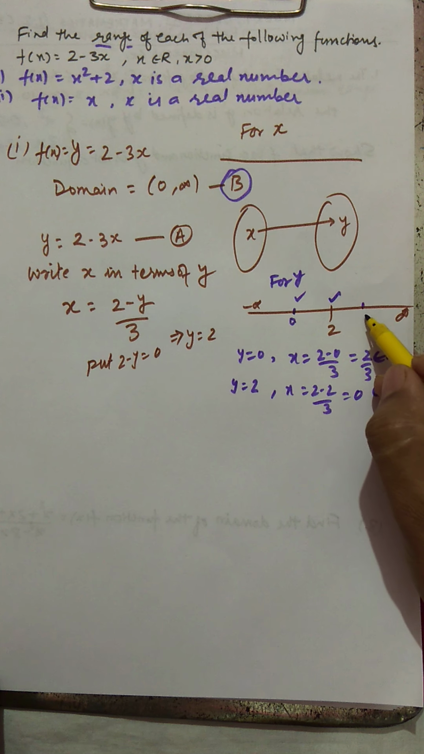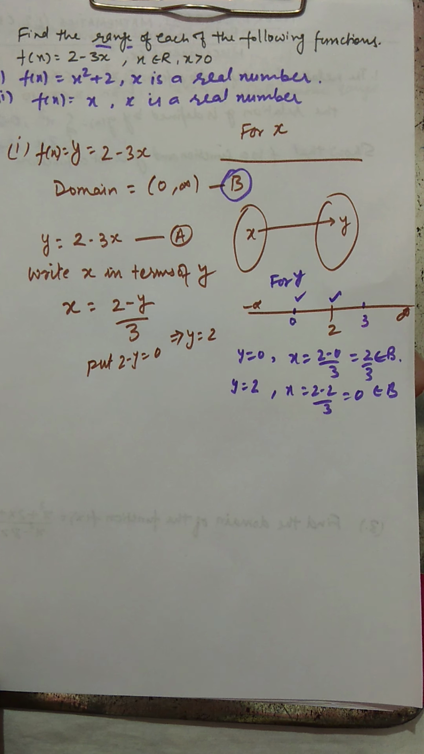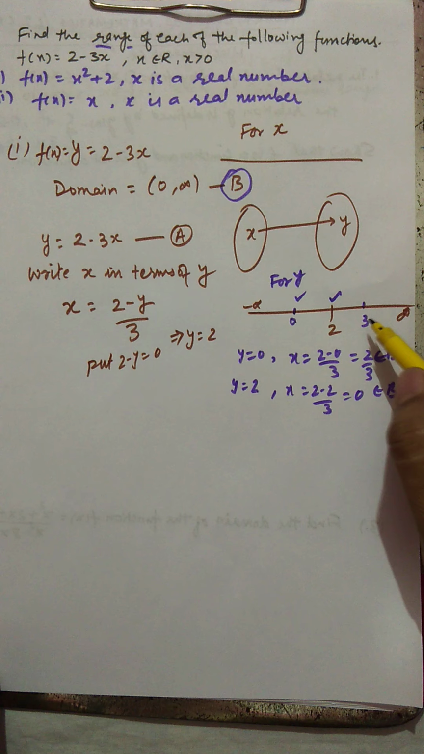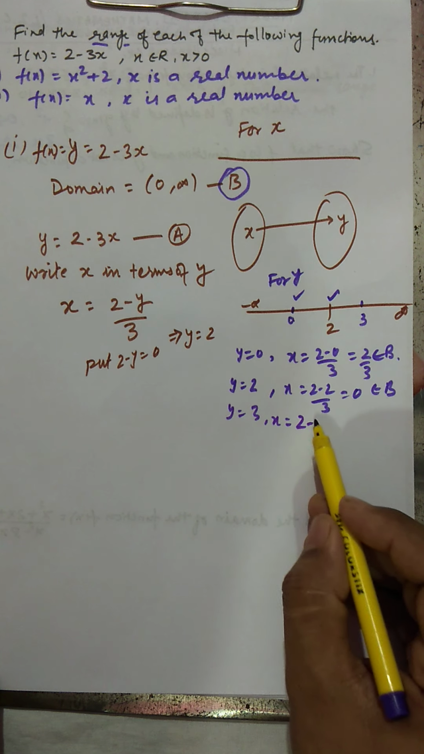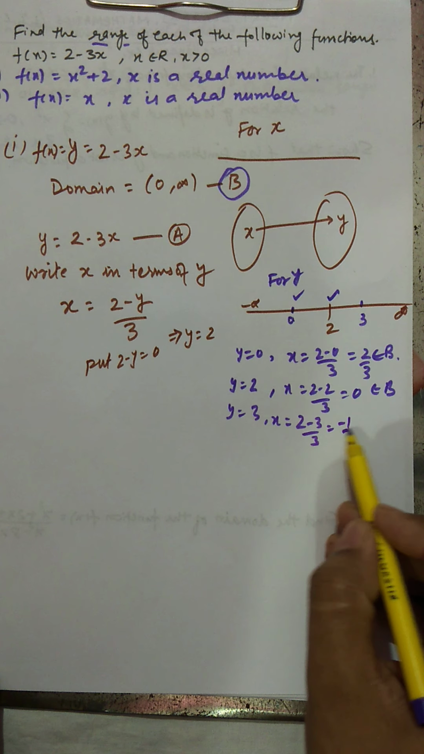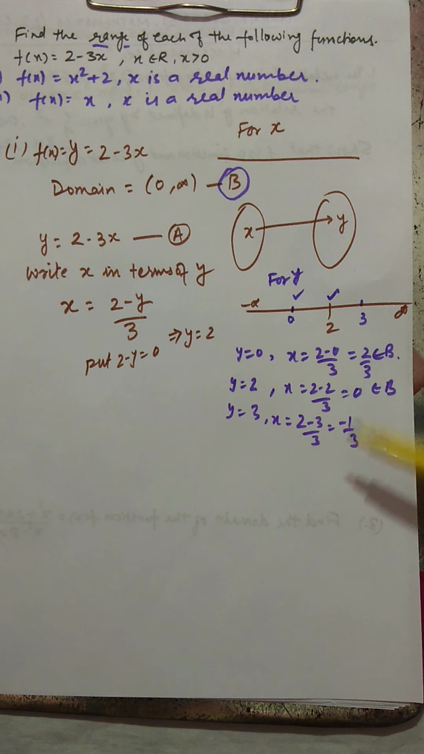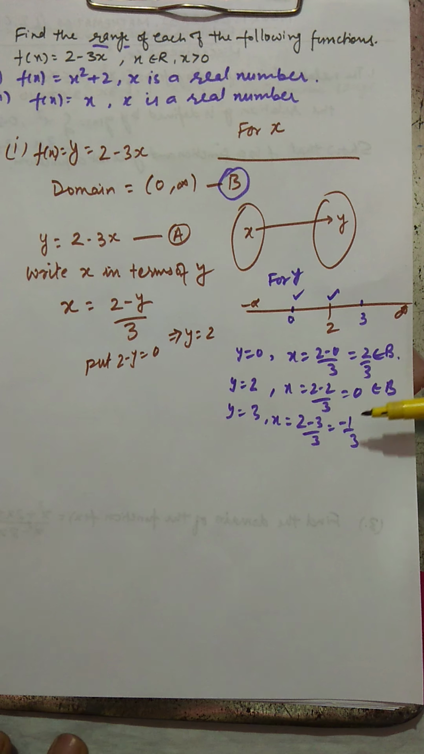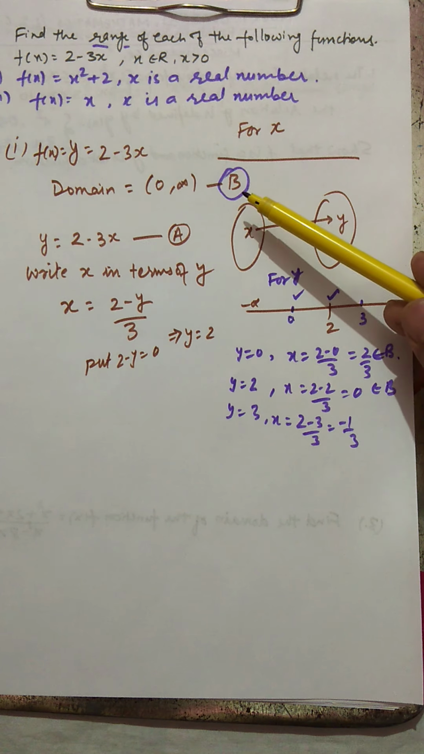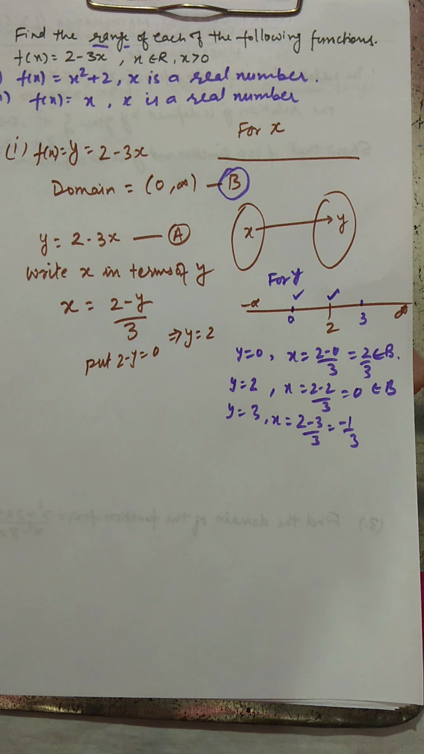Now take this value, let's say 3. If I take y equal to 3, then x will be (2 minus 3) upon 3, which is minus 1 by 3. But is a negative number there in b? You can see this negative number. b is all positive, so it cannot be taken.